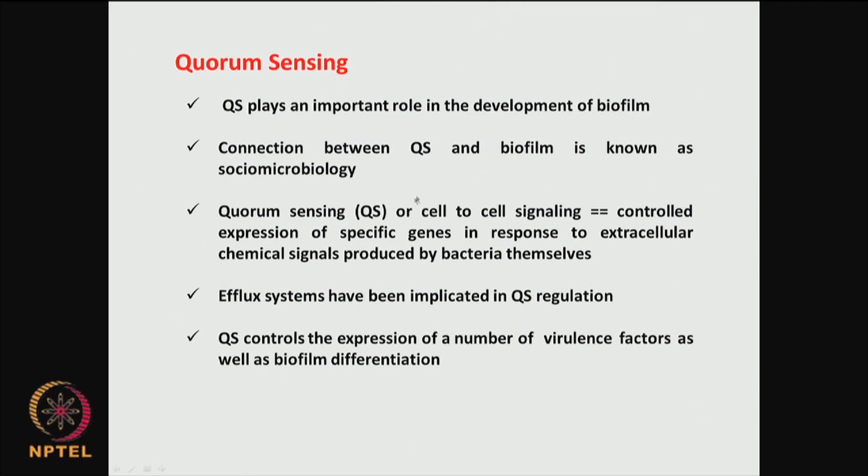So, this quorum sensing is a cell to cell signaling, and this is controlled expression of specific genes in response to these extracellular chemical signals produced by bacteria themselves.